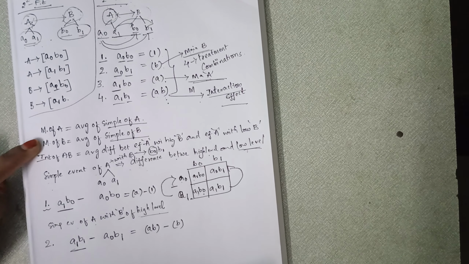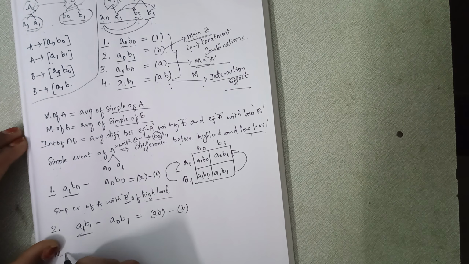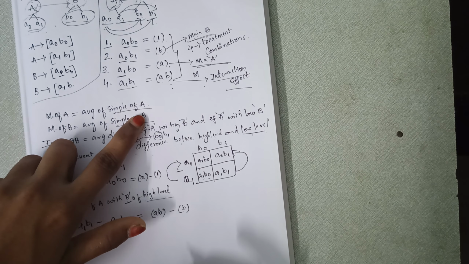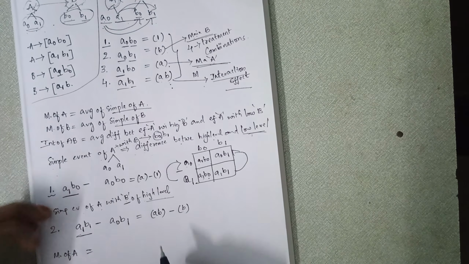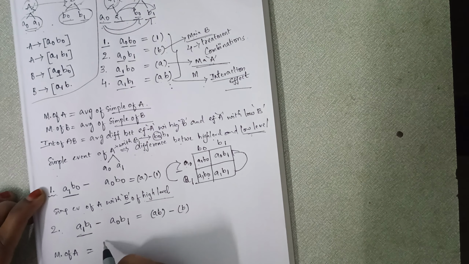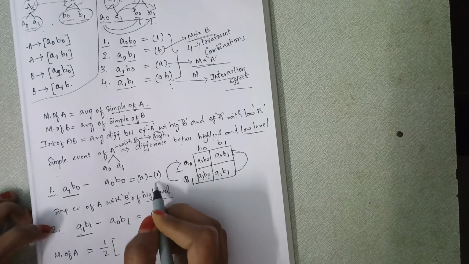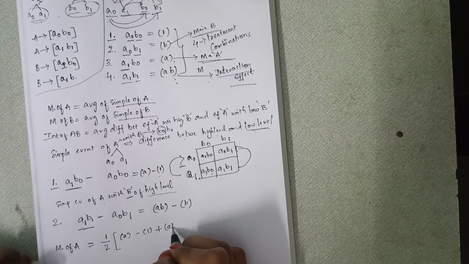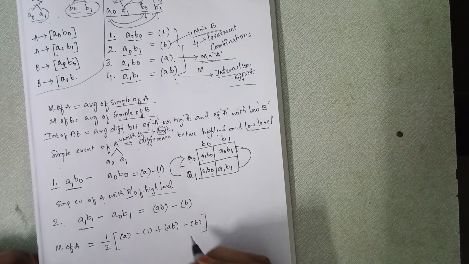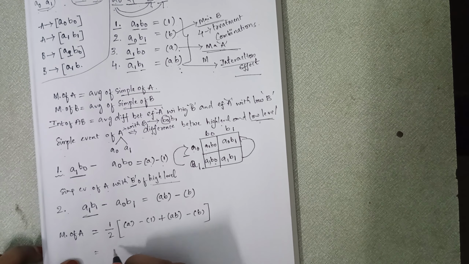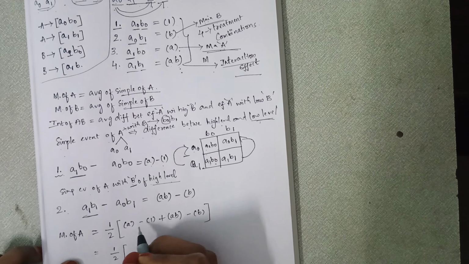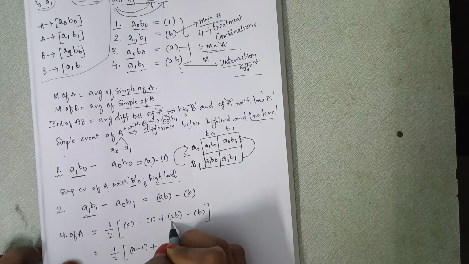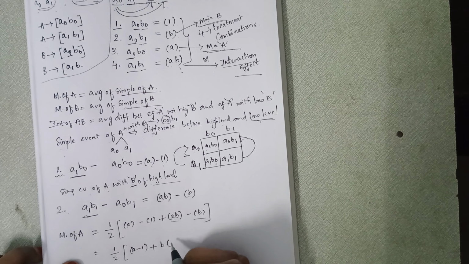Now we can calculate the main effect of A. The main effect of A is equal to the average of the simple events of A, which is nothing but we need to do the mean. So we got the two simple events. So 1 by 2 (A minus 1 plus AB minus B). So 1 by 2, and if we take B common from both terms, then we get A minus 1.